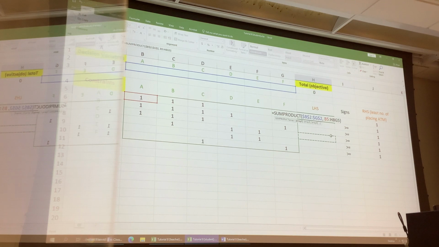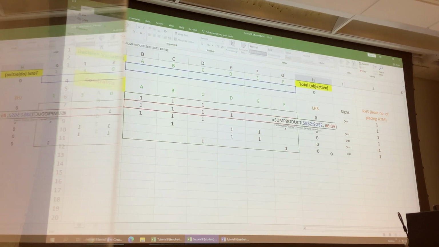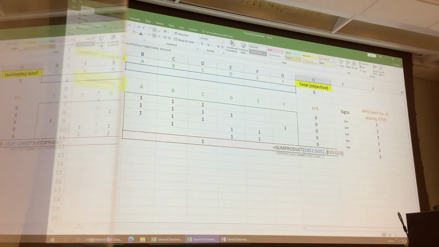So later on, we can use the fill handle to drag downward. Okay. So you can easily copy the formulas. So for this one, it is the decision variables times B6 to G6. Okay, so for the last one, that is B2 to G2 and then B10 to G10.